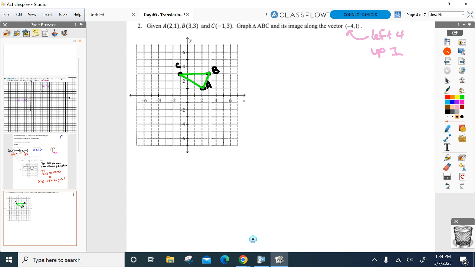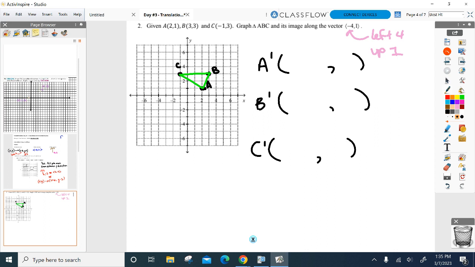2 ways you could do this. You could physically move it on your graph, left 4, up 1, or if you want to do it without using the graph, just take all your x's, subtract 4, and take all your y's, add 1. That's the other way you could do it to find the new points. What are you calling your new points, by the way? Primes, right? Let's not get out of that habit. A prime, B prime, C prime. Go ahead, do your magic, and I'll ask somebody for these coordinates when I'm done graphing.